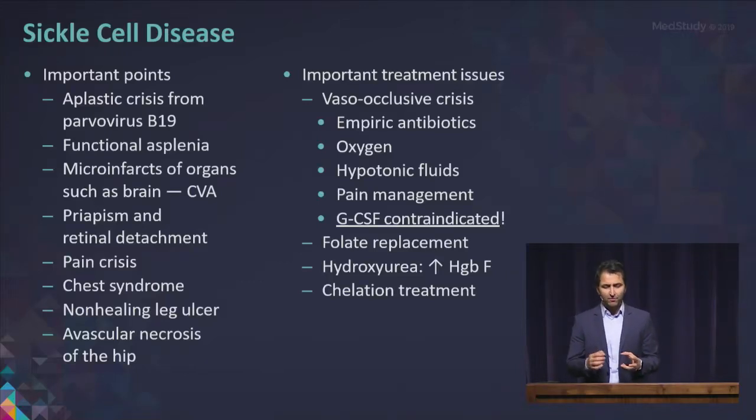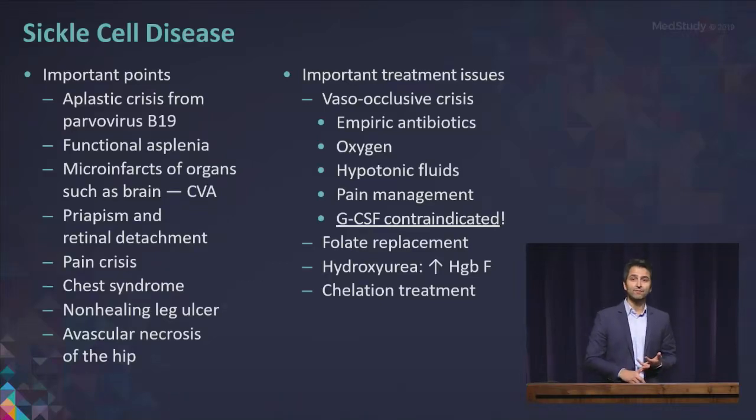These patients undergo functional asplenia due to autoinfarction of their spleen. Keep that in mind as we contrast with other hemoglobinopathies later. They are prone to complications like acute chest syndrome and strokes, and priapism, and for some of these, there may be indications for exchange red cell transfusions, avascular necrosis of the hip as well, as you see here. These patients are prone to folate deficiency.